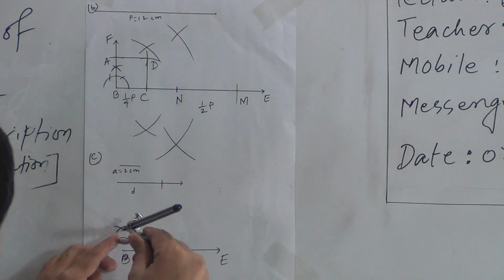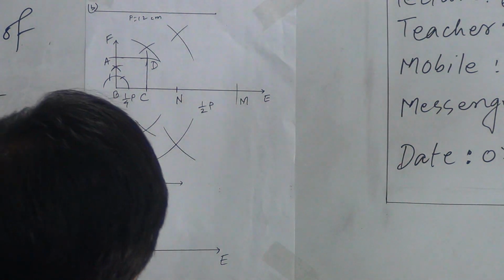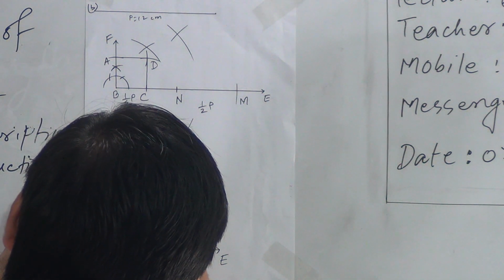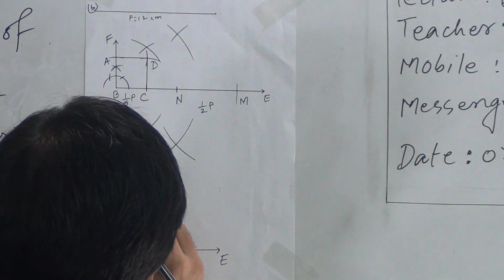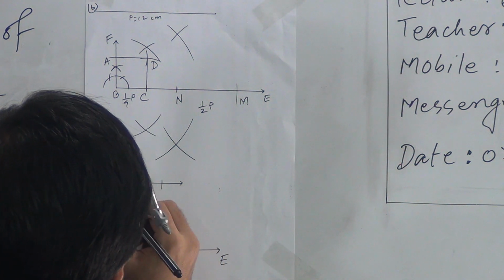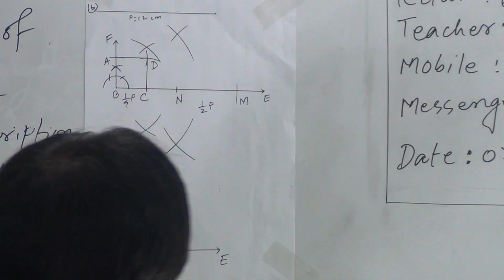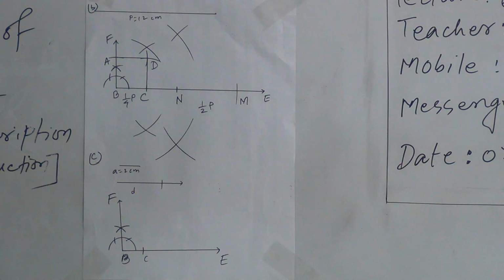Draw the perpendicular here, as all the angles of a rectangle are 90 degrees or right angles. So I have to draw the perpendicular at B. Suppose this perpendicular is BF. So we can say BF is perpendicular to BC. This is drawn.